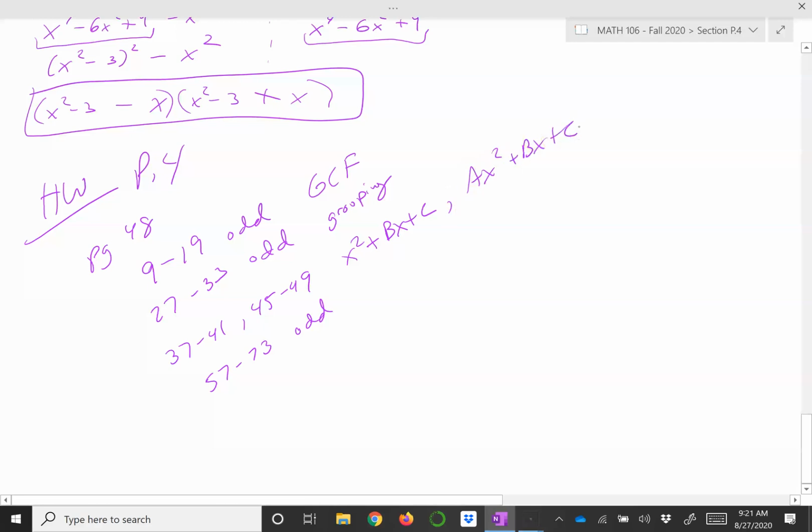And then 57 to 73, these are perfect squares, and then the difference between squares. Okay, so I'm even giving you homework that's showing you the types. These are the types you need to know for section P4. So figure out which ones you know really well. You don't even have to look at them that much, and then focus on the ones that you need to.